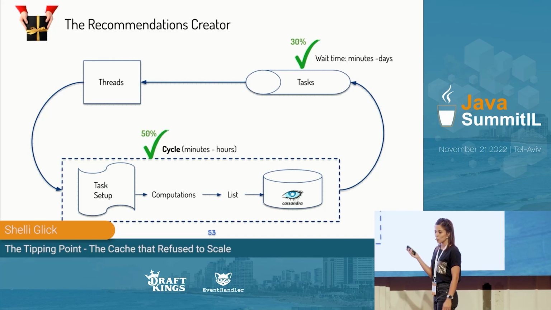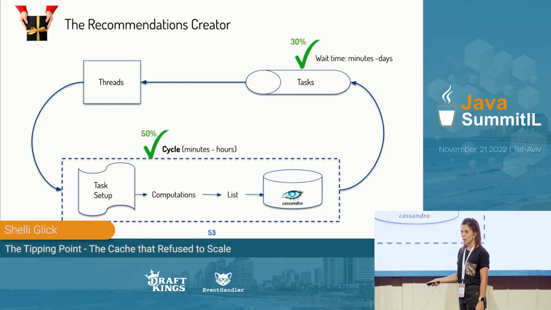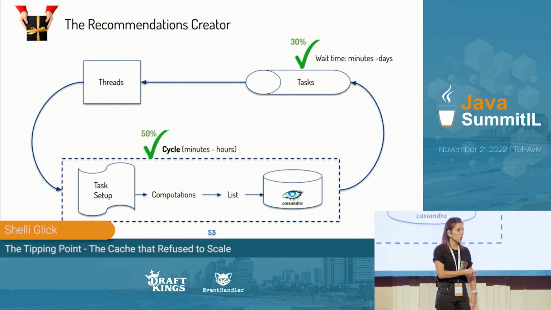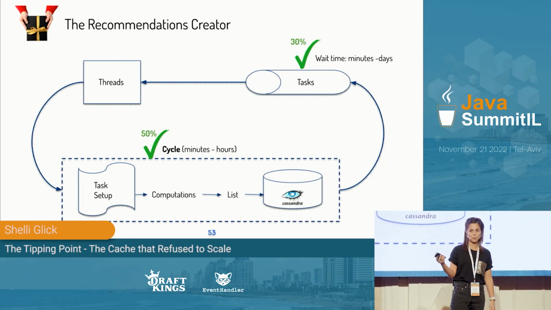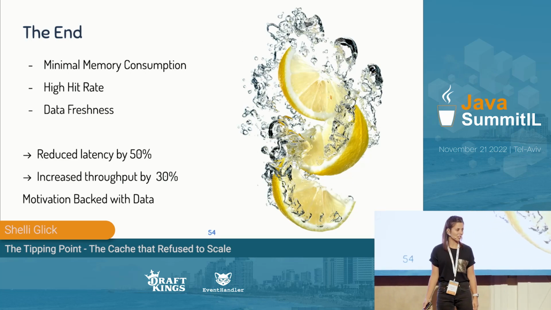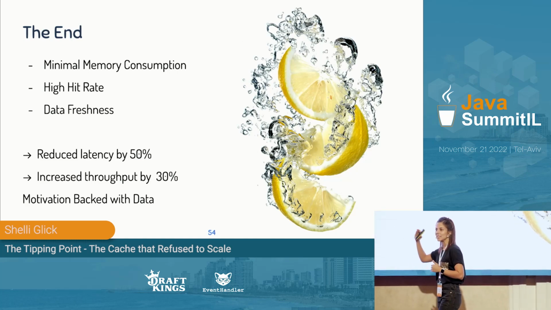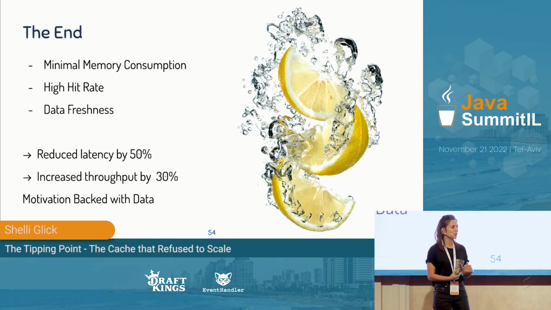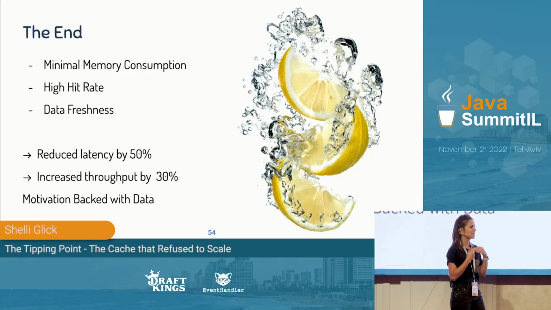So back to this. We improved our cycle duration by 50% by introducing this new cache. By then moving most of it to our disk, we were able to increase the number of threads and improve our throughput by another 30%. So, happy ending. We're happy with our cache. It's taking up minimal space on heap while maintaining a high hit rate and keeping our data fresh. We ended up reducing our latency by 50%, increasing our throughput by 30%, and we had data to show us exactly by how much revenue we've improved.